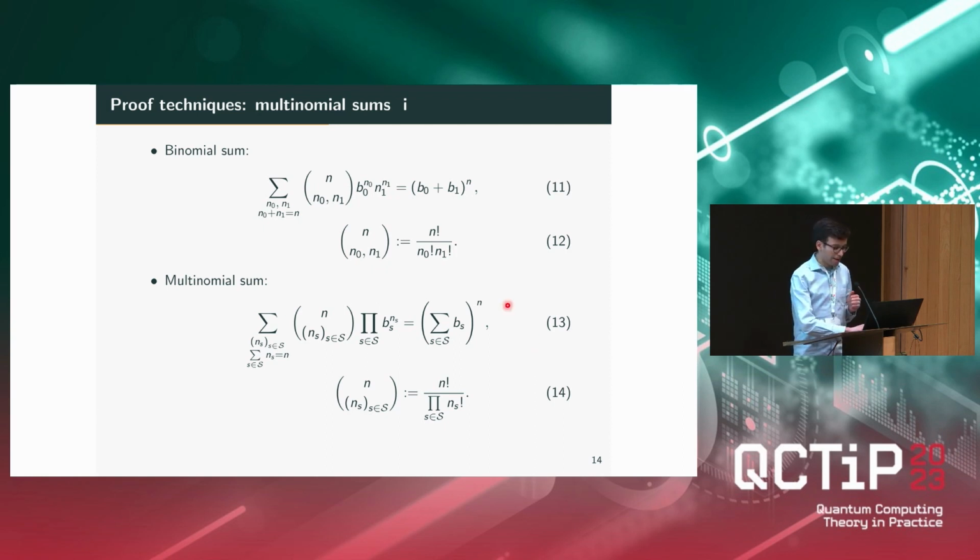So in equations 11 and 12, you have a standard binomial sum that you can evaluate using the binomial theorem. And this generalizes to equations 13 and 14, which are multinomial sums, which you can evaluate, again using a generalization of the binomial theorem, called the multinomial theorem.